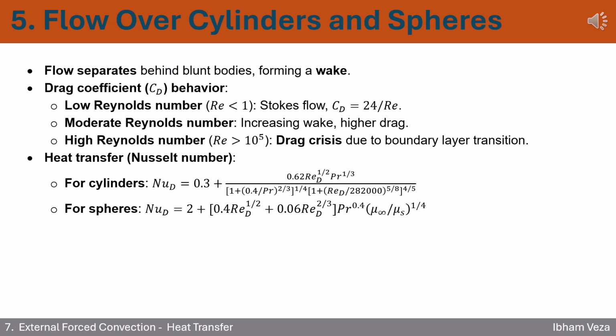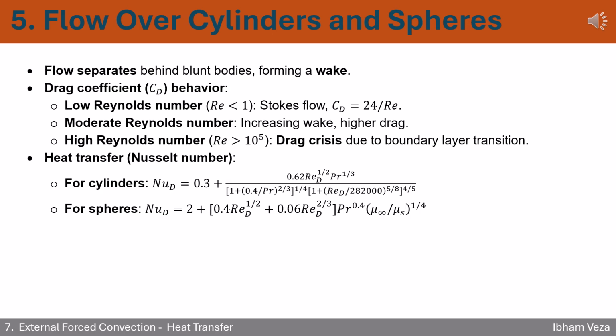5. Flow over cylinders and spheres. Let's look at flow over cylinders and spheres, two classic cases in external convection. With blunt bodies like these, the flow can't stick to the surface all the way around. It separates, leaving behind a wake, a messy, swirling region of low pressure that increases drag.